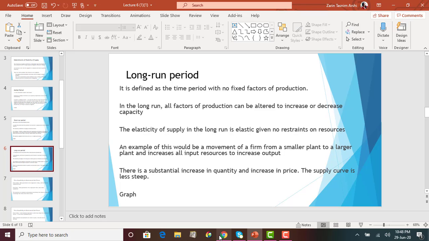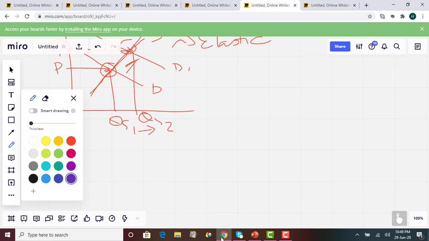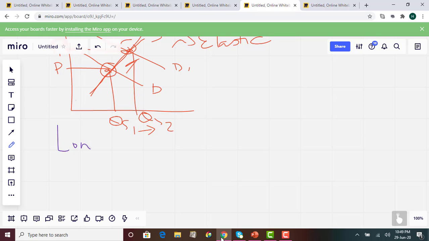So that's why I can increase my output as much as I want, and therefore it is more elastic in the long run. Okay, so in the long run, the price elasticity of supply is more elastic, and there are no restraints on resources. An example of this would be moving from a smaller plant to a larger plant with larger room size, which increases my input resource as well as my output. So in this case the supply curve will be less steep compared to the short run period. In the short run the supply curve was steep, but in the long run the supply curve would be less steep. So it will look something like this.